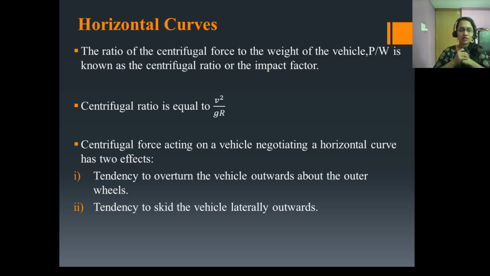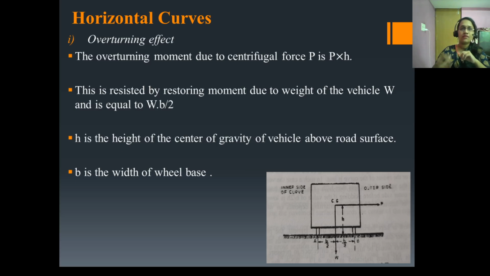Next is the horizontal curves. The ratio of the centrifugal force to the weight of the vehicle, that is P upon W, is known as the centrifugal ratio or the impact factor. So this centrifugal ratio is equal to V square upon G R. This centrifugal force which is acting on a vehicle negotiating a horizontal curve will have two effects. One is the tendency to overturn the vehicle outwards about the outer wheels, and the other is the tendency to skid the vehicle laterally outwards.